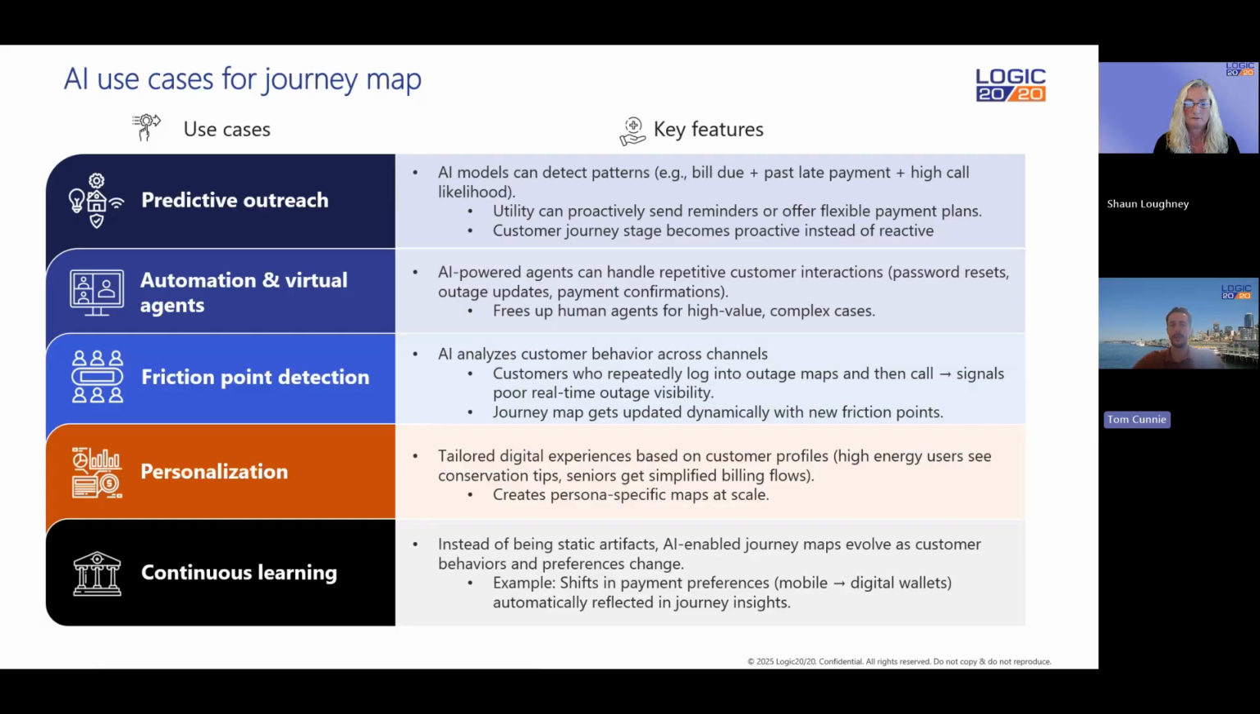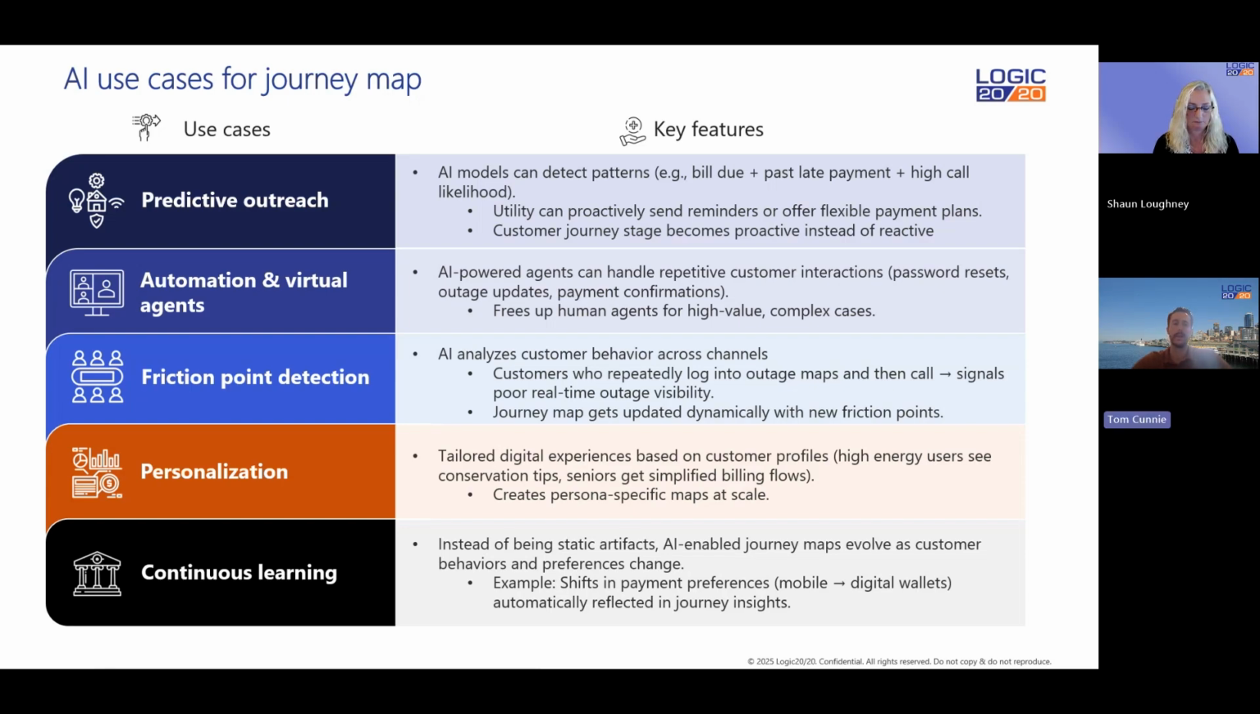Lastly, and perhaps the most transformative piece, is continuous learning. Customer behavior is constantly changing. Think about the shift from credit cards to digital wallets in just a few years. With AI, journey maps evolve alongside these changes. If payment preferences shift, if outage update channels change, the system updates the maps automatically. That means organizations don't lag behind customer expectations, they stay aligned with reality.